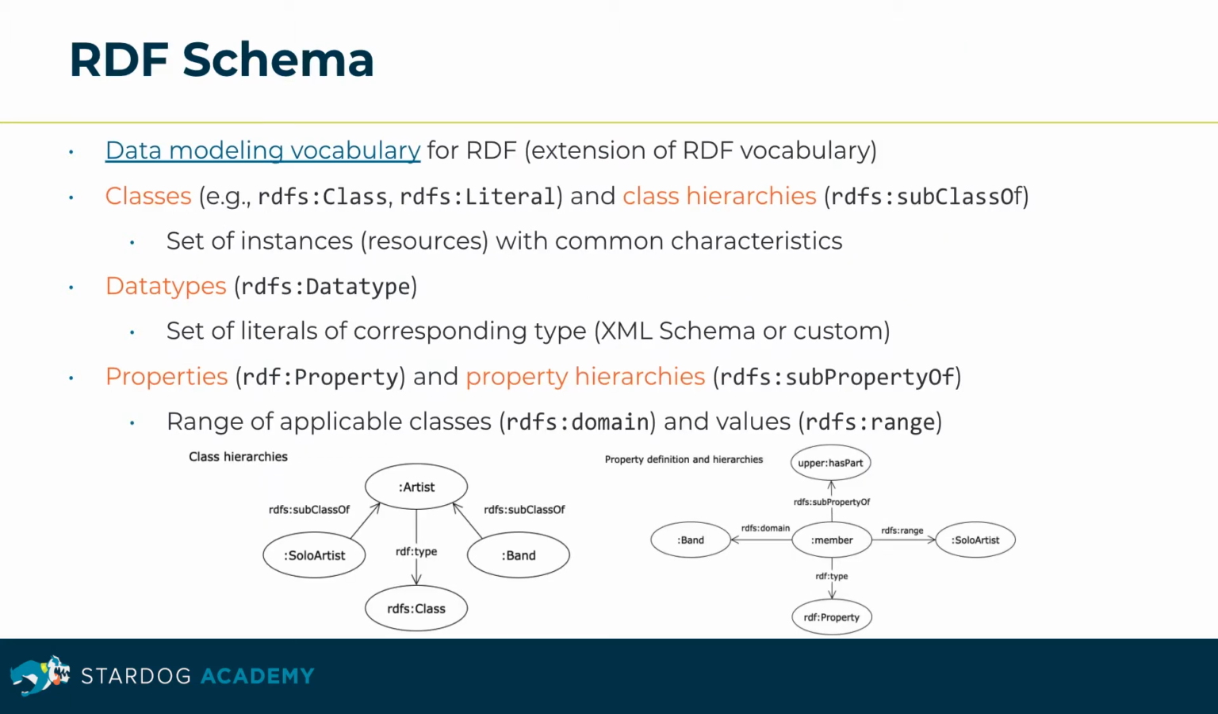Extending upon core RDF, the data modeling vocabulary RDF schema allows for definition of classes and properties that are optionally organized into hierarchies. A class comprises a set of instances with some common characteristics. Likewise, data types may be defined for a coherent set of literal values that correspond to a standard XML schema or a custom data type. RDF schema allows to define property hierarchies, where predicate rdfs:subPropertyOf, the class a property applies to, rdfs:domain, and the type of values the property links to, rdfs:range.